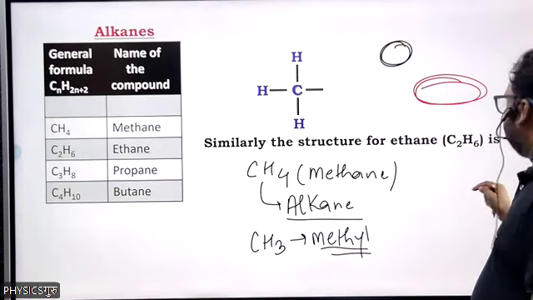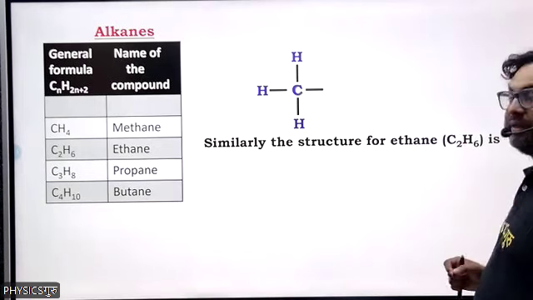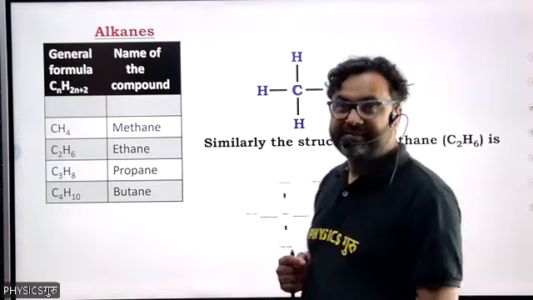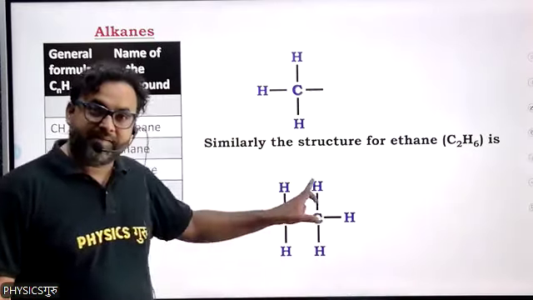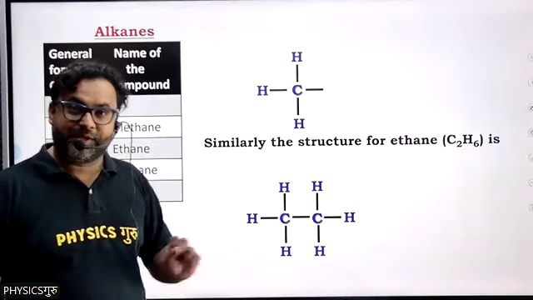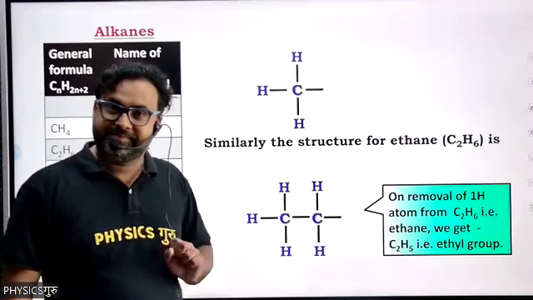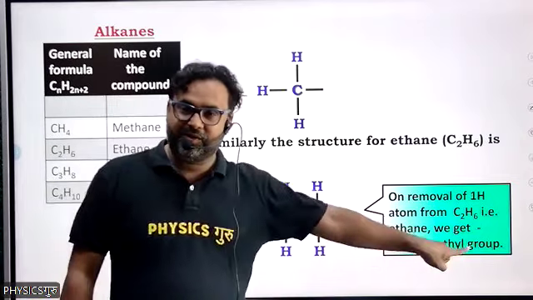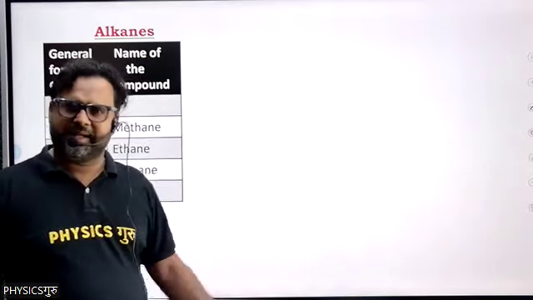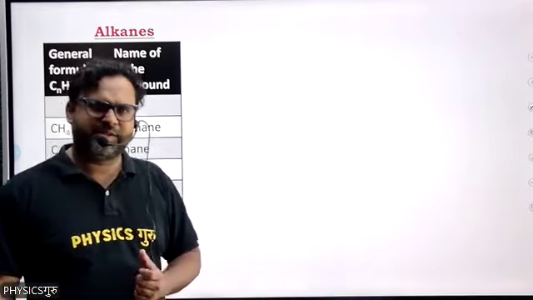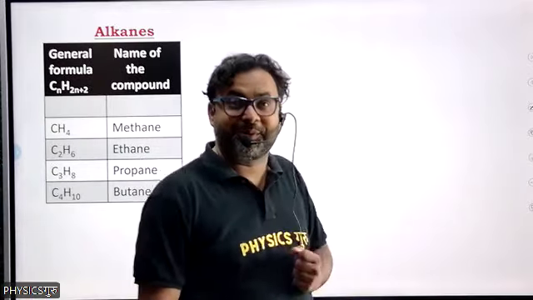Okay. So similarly, what is the structure of ethane? C2H6. We have C2 and 6 hydrogens attached to it. If I remove a hydrogen, it will become an ethyl group instead of ethane. Now you can connect anything. You can connect an alcohol OH group to it.